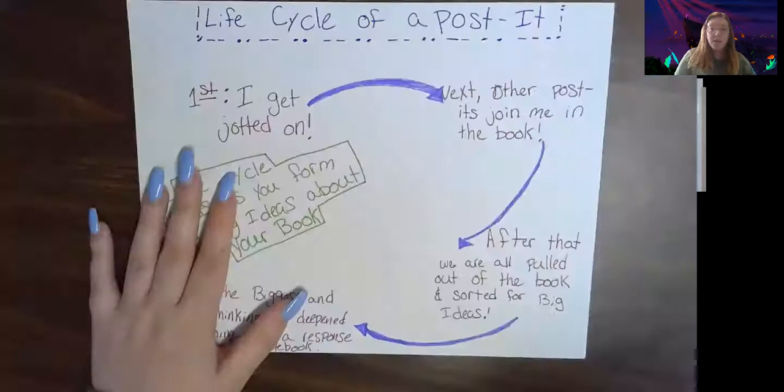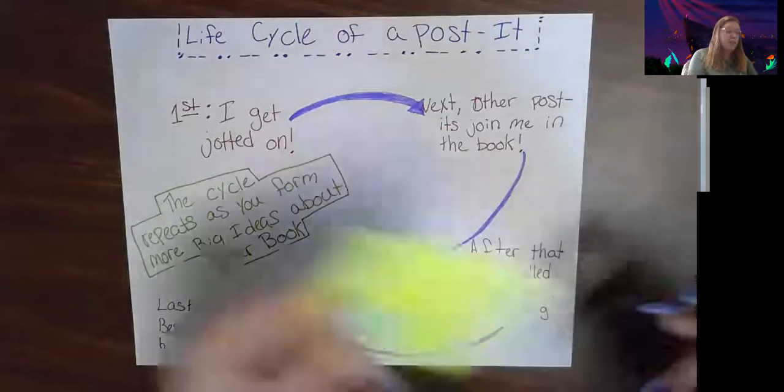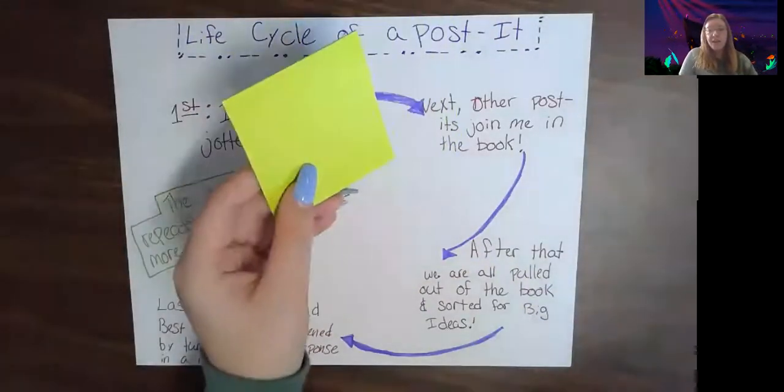All right, but before we get started with working with our post-it notes, I want to go ahead and show you this anchor chart that is called the life cycle of a post-it note. And so let's kind of talk about why we use post-it notes when we are reading in books. All right, so here's my post-it note. First he says, I get jotted on, and then he travels next.